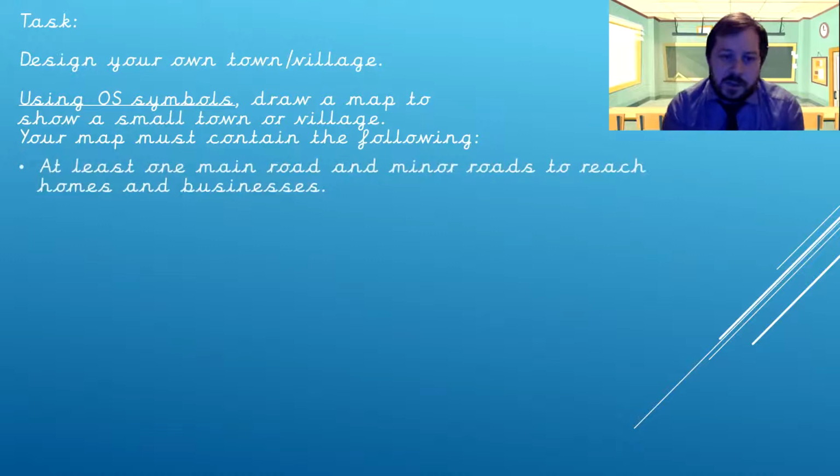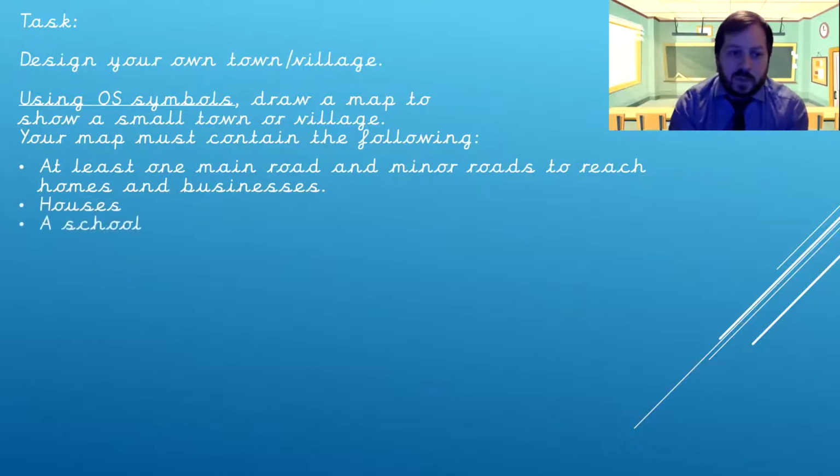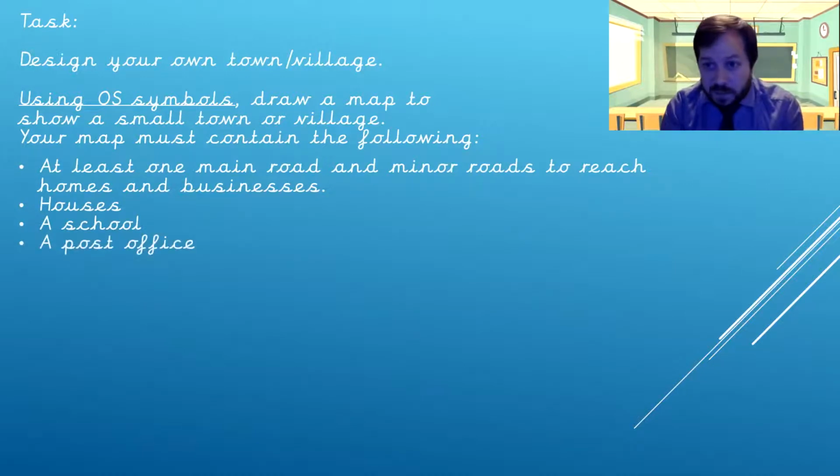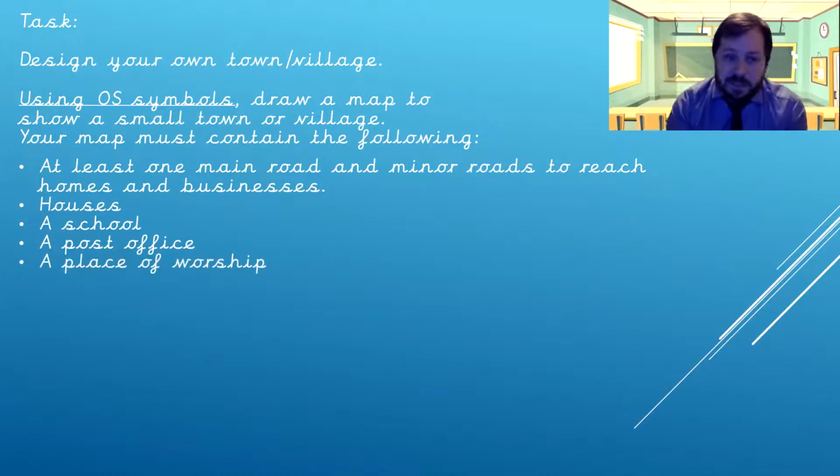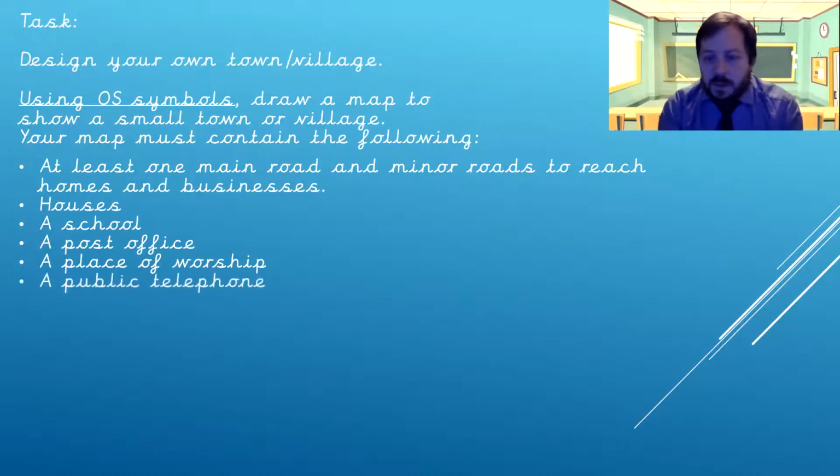You need to include at least one main road and minor roads to reach homes and businesses. You need to think about where the houses would be, where there might be a school or multiple schools, depending on how large your map is. A post office, remember the symbol for a post office, whether you need more than one. A place of worship, so you could have multiple of those as well. Public telephones, where they're placed. Are there very many or are there not?